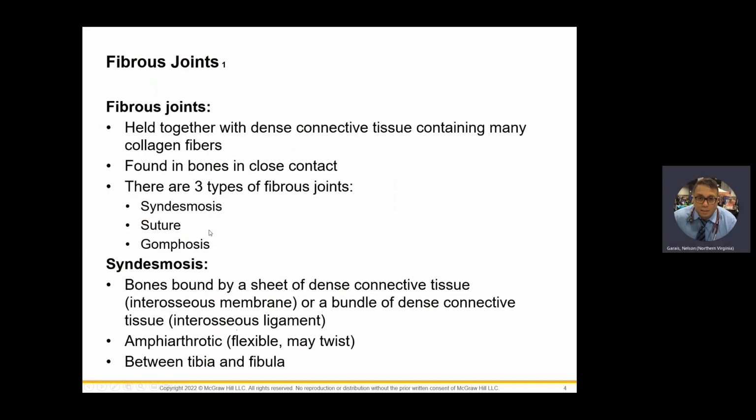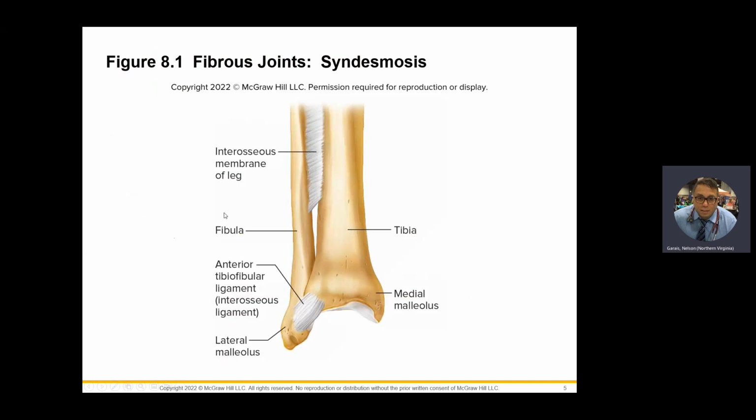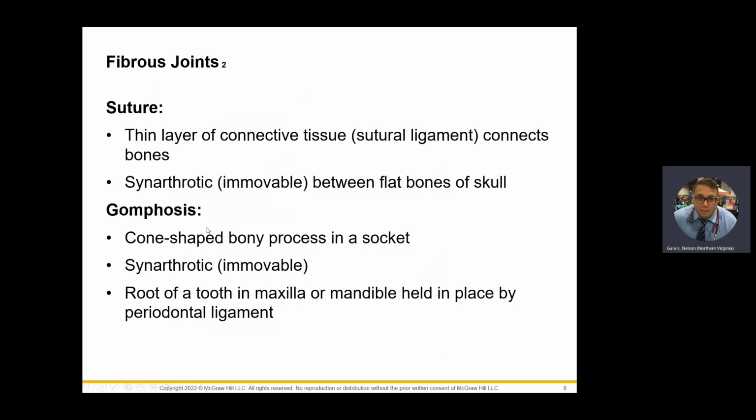Here are some examples of fibrous joints: syndesmosis, suture, and gomphosis. The example of a syndesmosis is the interosseous membrane in between bones. And this interosseous membrane is, of course, a ligament. And we have one in between our tibia and our fibula, and our radius and our ulna.